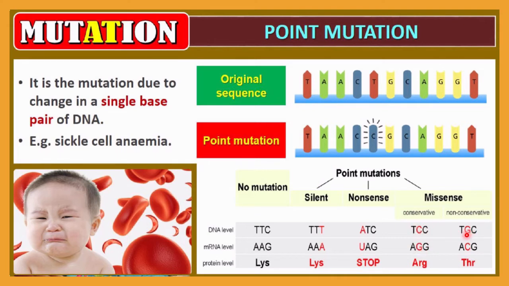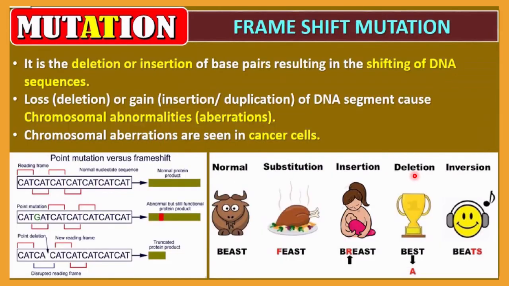And here what happened: a purine will be replaced with a pyrimidine, and a pyrimidine will be replaced with a purine, like that. So here you can see the non-conservative type, and here you can see the change. These are all point mutations, which include silent, nonsense, and missense types. So let me discuss the next type, and that is frame shift mutation.